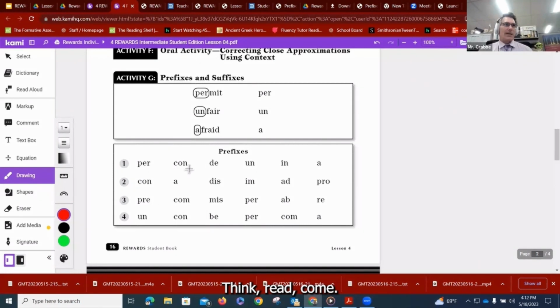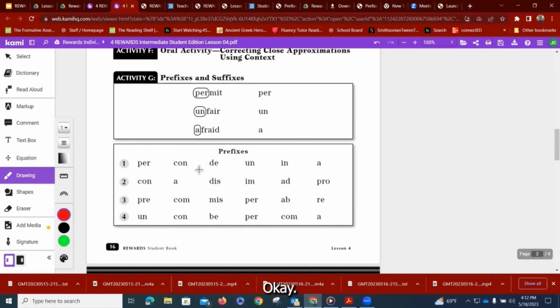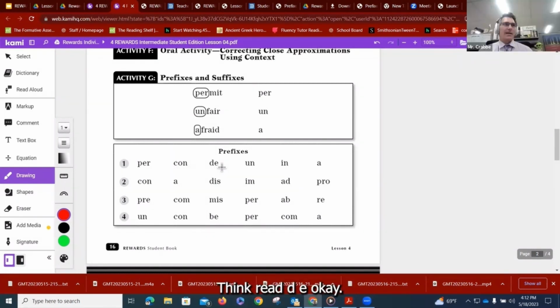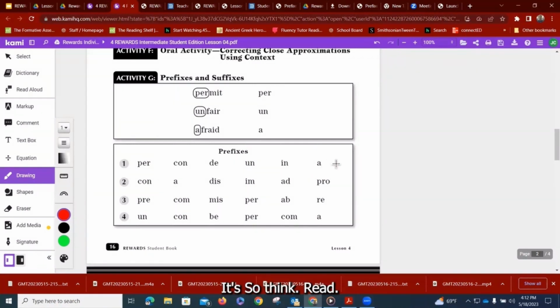Think, read. Con. Okay. Think, read. D. E. Okay. Think, read. Good. Think, read. N. Good. Think, read. A. A. Okay. So think, read. Okay, good. Yes. So that's what we do.